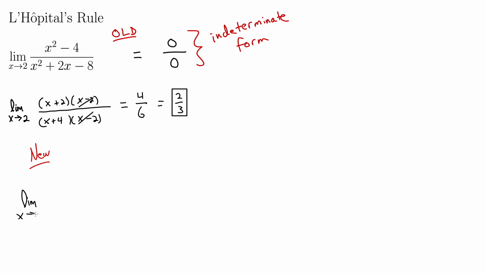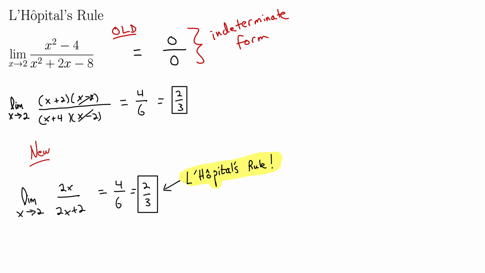So instead of our limit as written, I'm going to write this as the limit as x goes to 2. That stays the same. And now the derivative of the top is 2x. The derivative of the bottom is 2x plus 2. Evaluating that immediately gives 4/6, which we already know, of course, is 2/3. Well, that's faster and it requires far less brainpower, and it's what's known as L'Hopital's rule. Let's take a look at L'Hopital's rule in more detail.